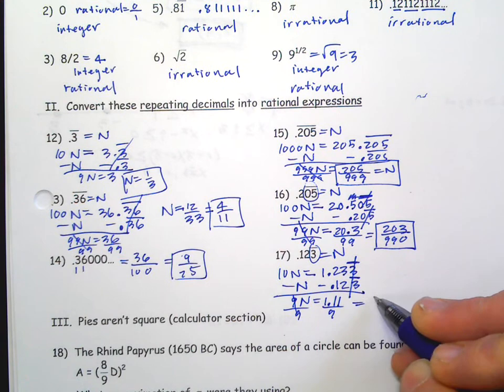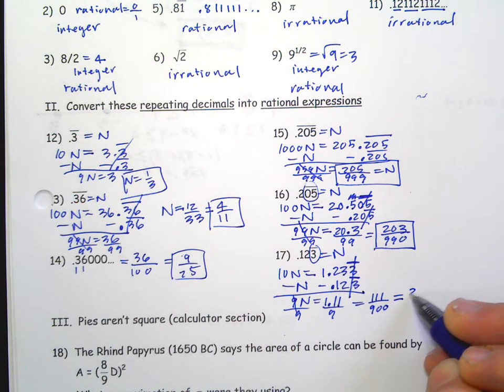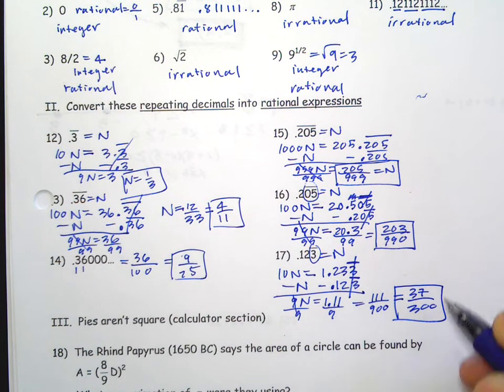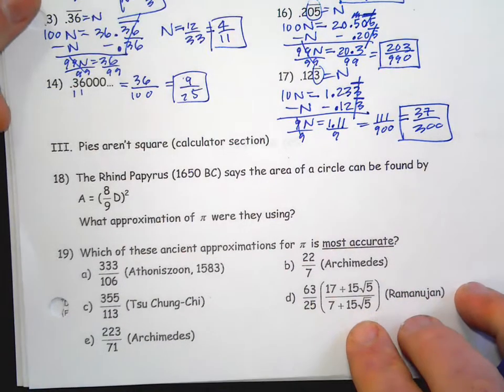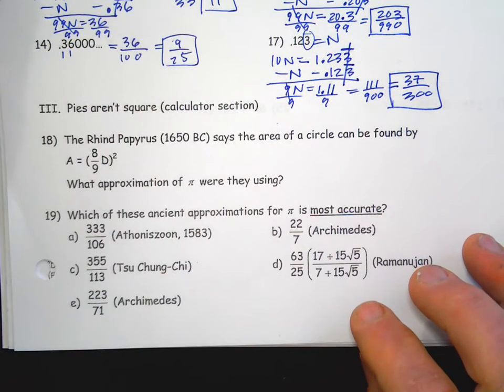And then that's going to be 111 over 900, which we could divide a 3 out of the top and bottom. It would be 37 over 300. So that's how we do repeating decimals. You're going to have a few of those on your next test. You're allowed to use a calculator for this part to just make comparisons.